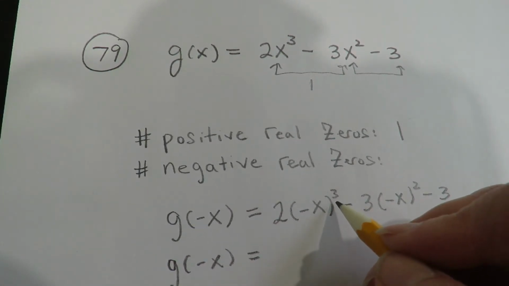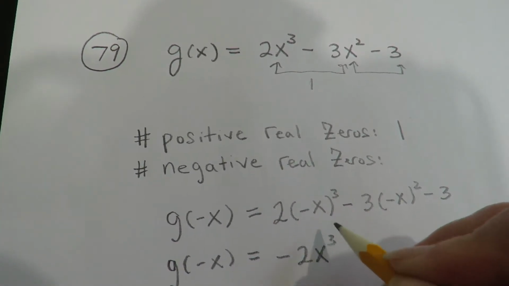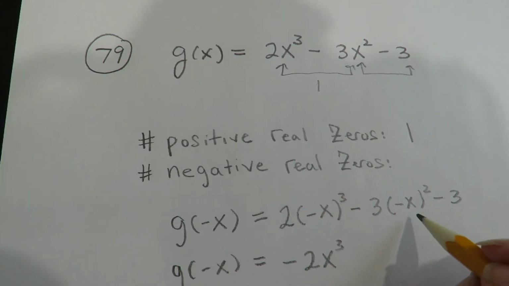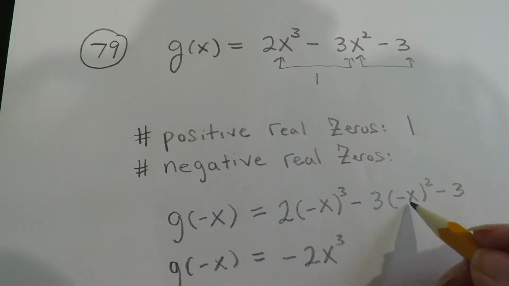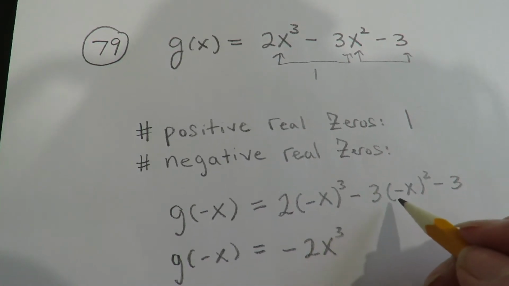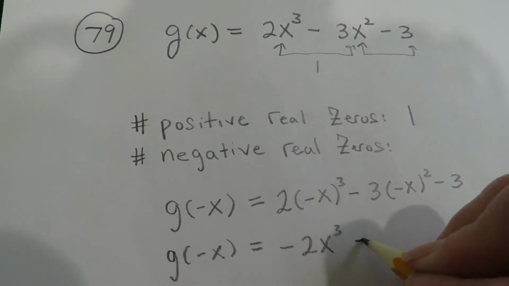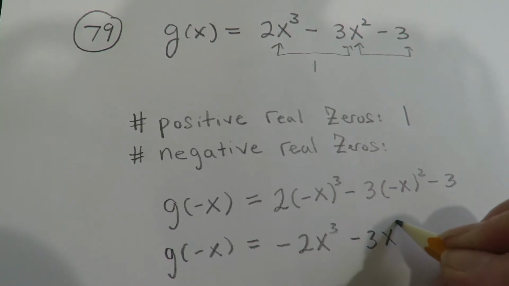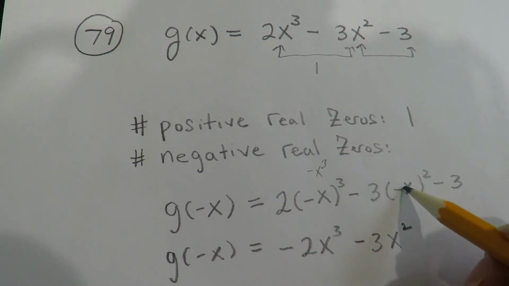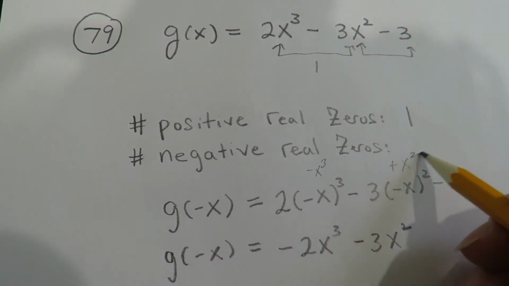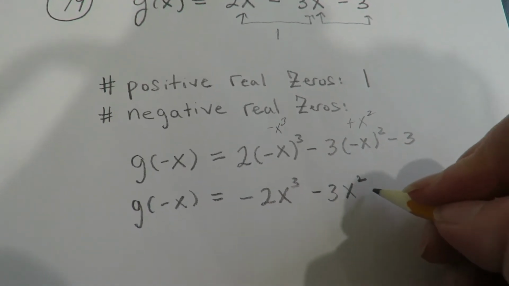So negative x cubed is negative x cubed. So if it's odd, it changes sign. If it's even, it doesn't change sign, right? Because a negative x squared is positive x squared. And negative 3 times positive x squared is negative 3x squared, right? Because when this comes out as a negative x cubed, when this comes out, it comes out as a positive x squared. So this one changed sign where this one didn't.